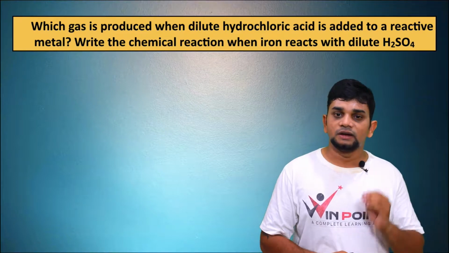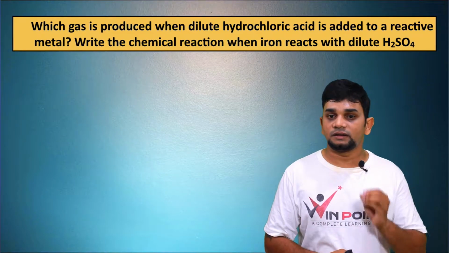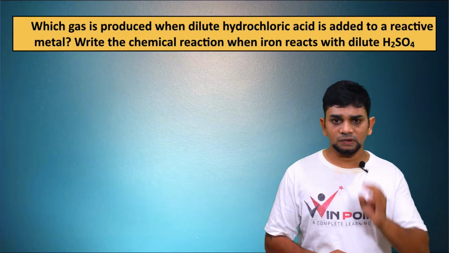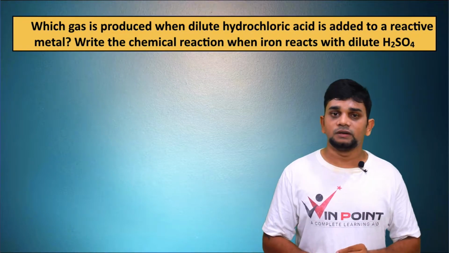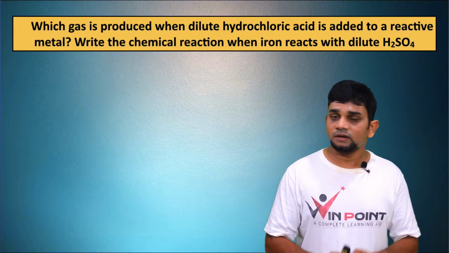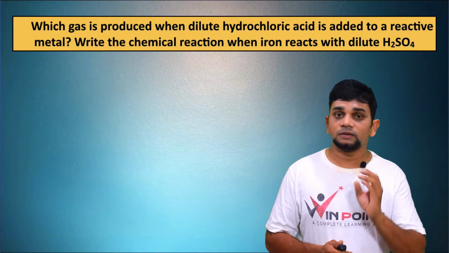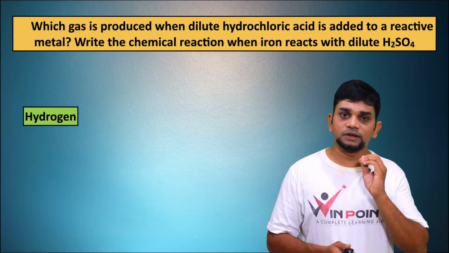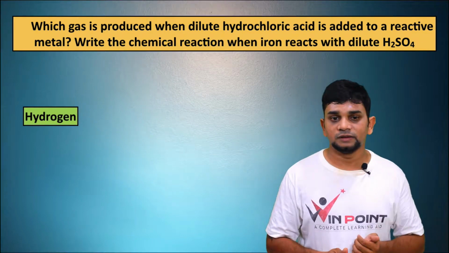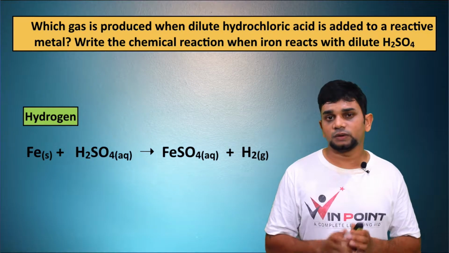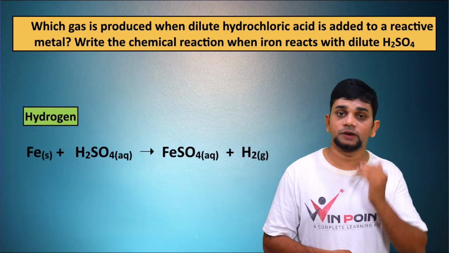Which gas is produced when dilute hydrochloric acid is added to a reactive metal? Write the chemical reaction when iron reacts with dilute H₂SO4. When we are adding an acid to a reactive metal, we are going to get hydrogen. Acid plus metal, we are getting hydrogen. In the case of dilute sulfuric acid with iron, we are getting ferrous sulfate. If there is a reaction between acid and metal, we are getting hydrogen, so hydrogen is the answer. The reaction is Fe plus H₂SO4 gives FeSO4 plus H2.